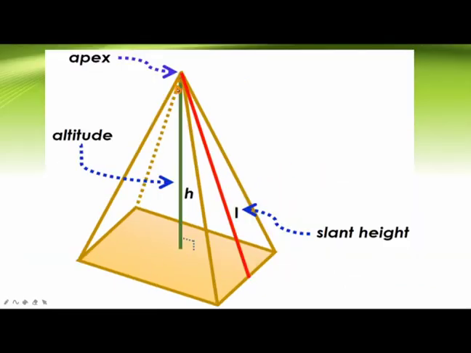The altitude or height of a pyramid is the perpendicular distance from the apex to its base. The slant height, on the other hand, is the distance along a lateral face from the base to the apex, along the center of the face. So here, the green line segment represents the altitude, while this red one represents the slant height.